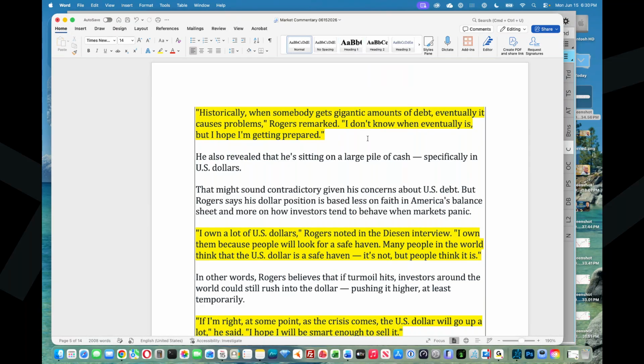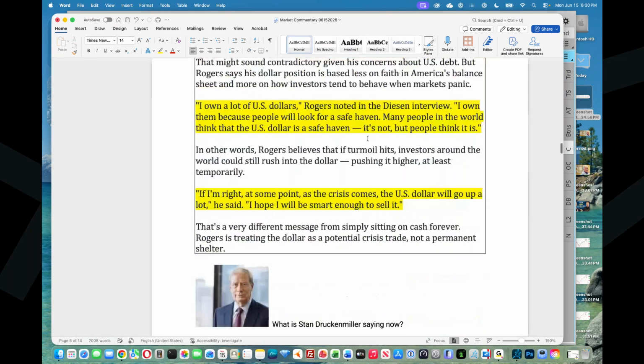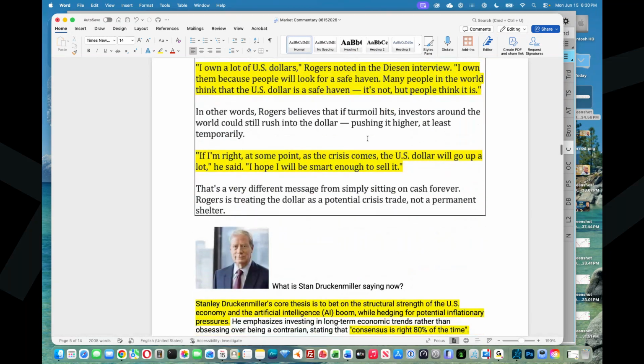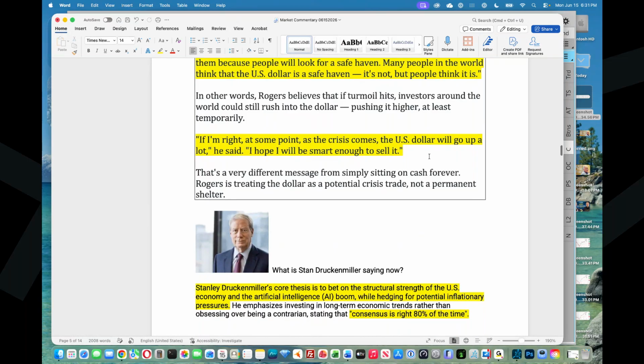He loans a lot of U.S. dollars because people look for it as a safe haven. Many people in the world think the U.S. dollar is a safe haven. It's not, but people think it is. If I'm right, at some point as the crisis comes, the dollar will go up a lot, and I hope I will be smart enough to sell it.